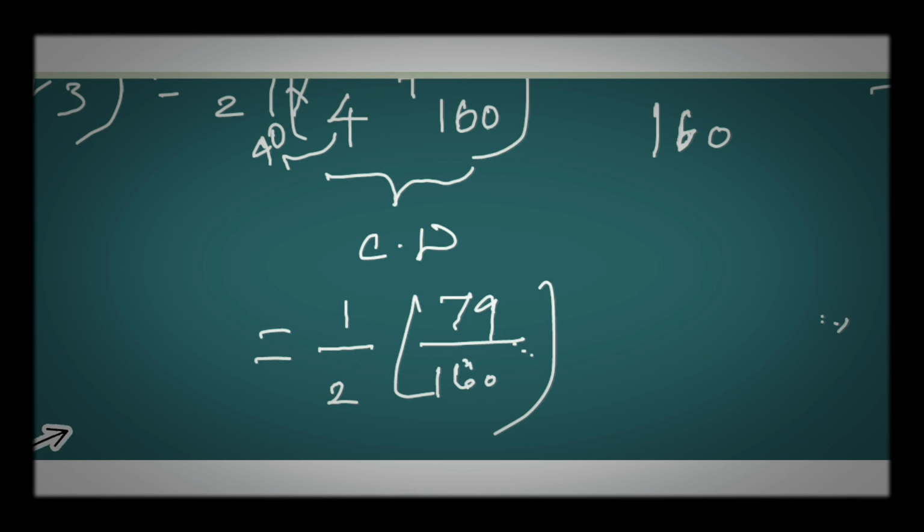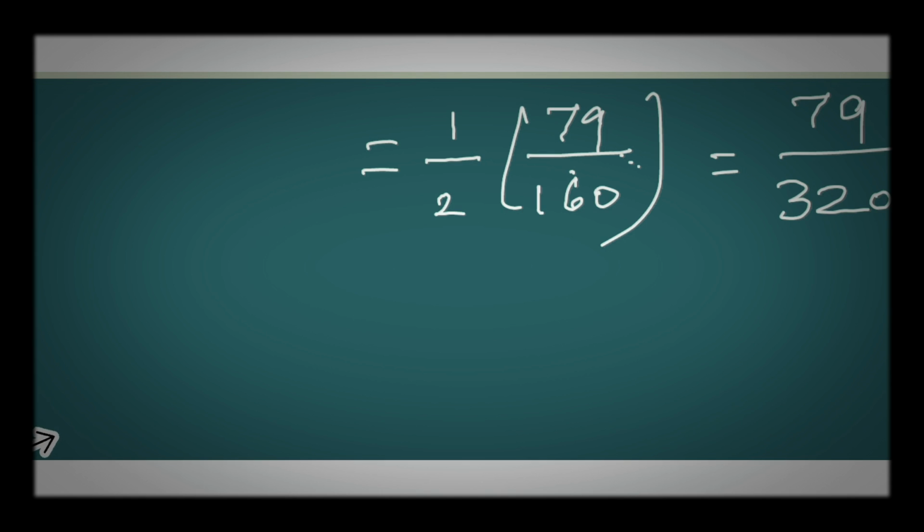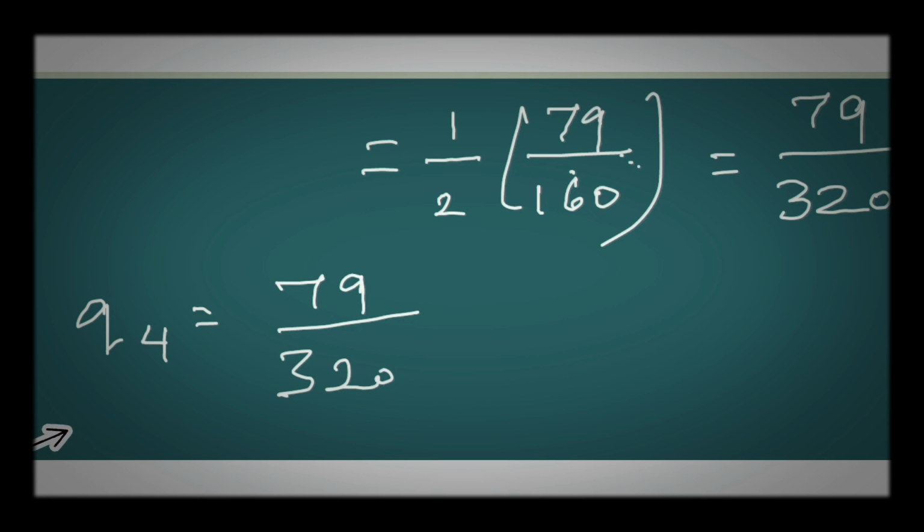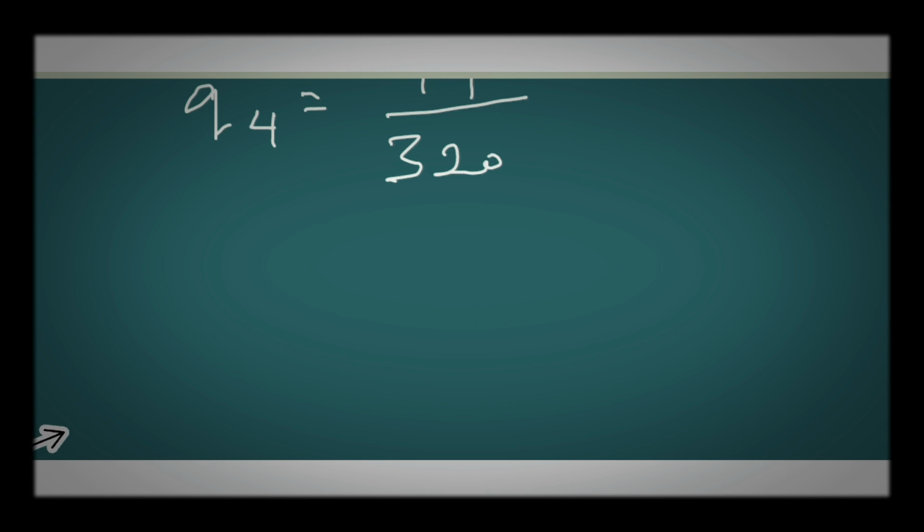Now multiply 79 into 1. You will get 79, and 160 multiplied by 2, what is the value? You will get 320. Yes, it is correct. Now 79 by 320 we got. Now what is the value for Q4? It is 79 divided by 320.